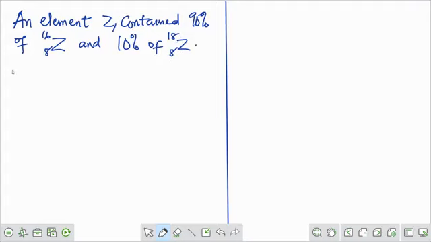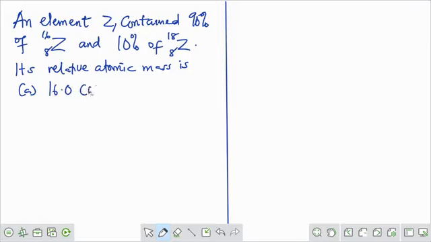They now said its relative atomic mass is what? So they are now giving us the options: 16.0, 16.2, 17.0, 17.8. Now this is the formula for you to find the relative atomic mass of any compound.